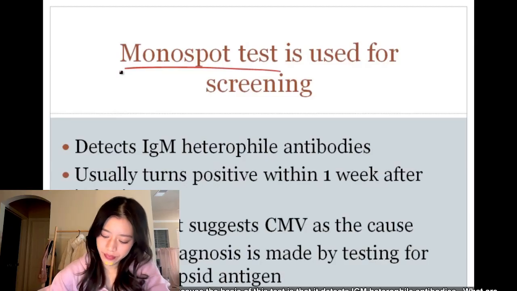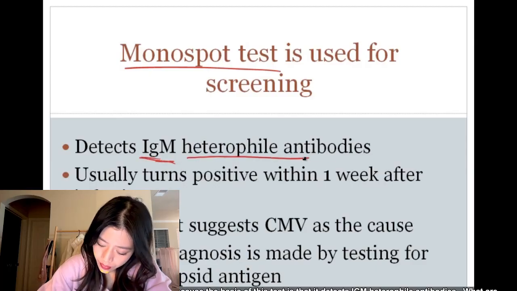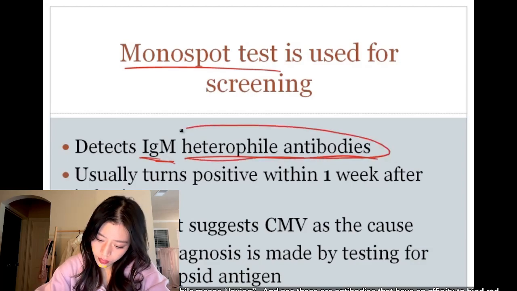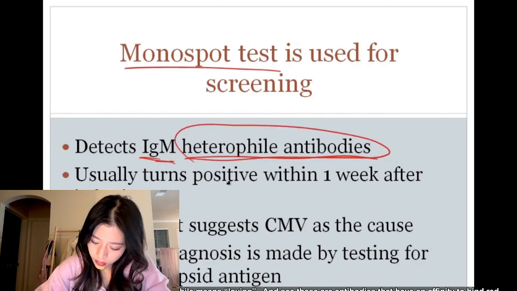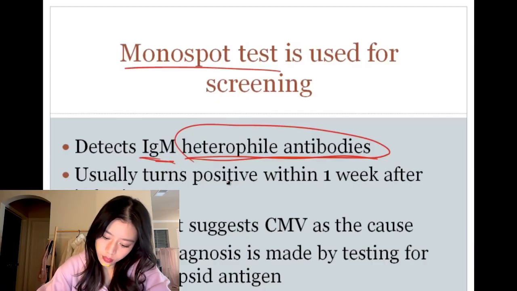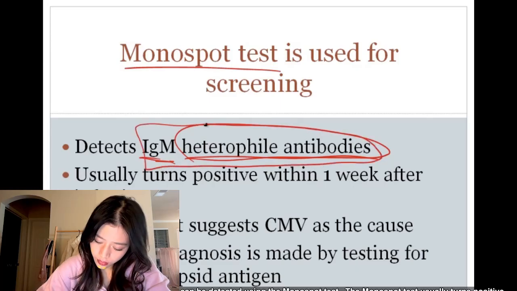The test detects IgM heterophile antibodies. What are heterophile antibodies? Hetero means other and phile means loving. These are antibodies that have an affinity to bind red blood cells from another animal. And so, for example, patients who have mono will develop IgM against sheep red blood cells or horse red blood cells. And it's these antibodies that can be detected using the monospot test.